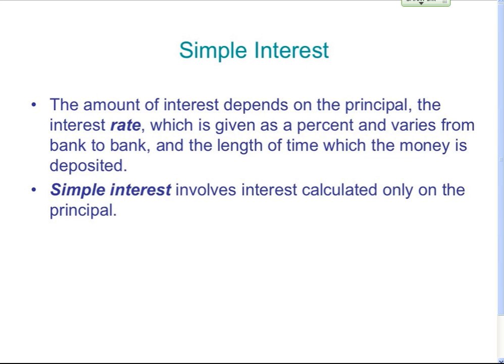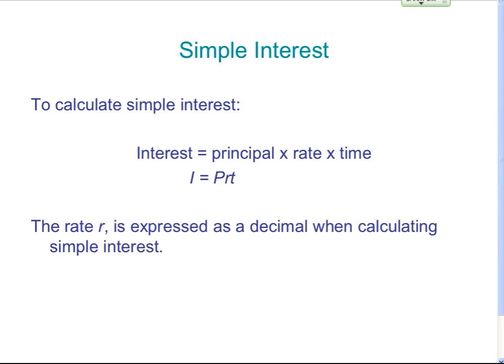Simple interest is important to keep in mind. Simple interest involves interest calculated only on the principal. Only on the principal. To calculate simple interest, we're going to take the principal times the rate times the time. Anytime we say rate, we're talking about the interest rate. The rate R is expressed as a decimal when we plug that into the calculator.